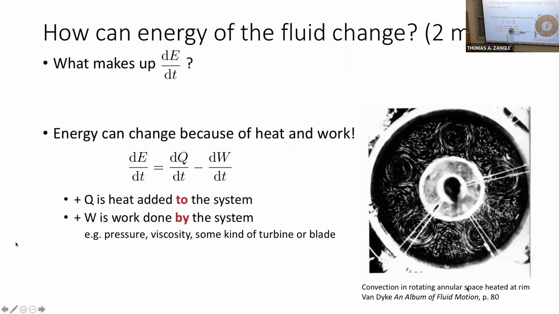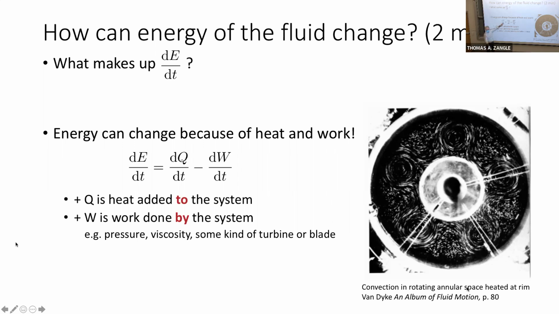This is an image from Van Dyke showing kind of both. So this is the convection cells in a rotating annular space heated at the rim. So we have the inside spinning relative to the outside, and the outside is heated, right? So we're adding heat, and actually in this case, putting work into the system. It's a complex flow.